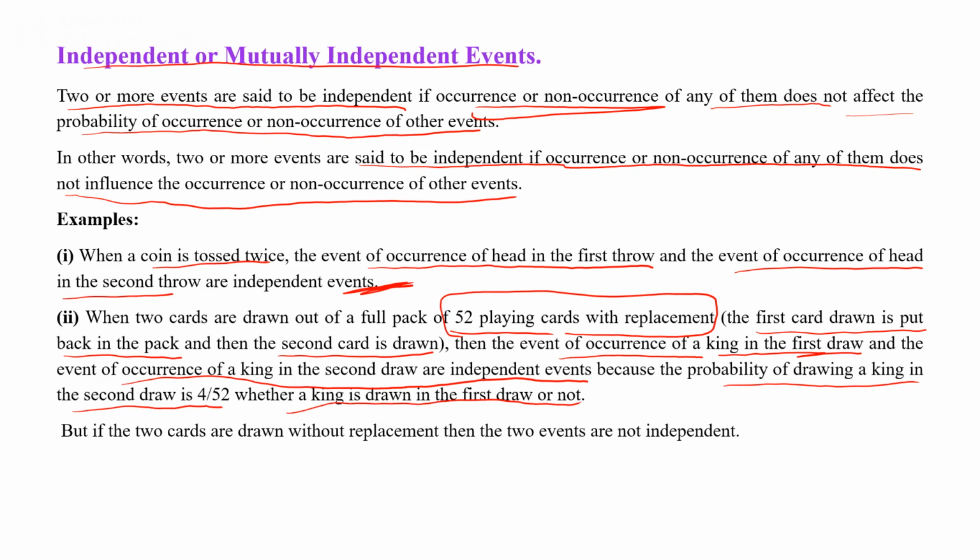But if the two cards are drawn without replacement, then the events are not independent. In that case, the events are dependent, because if we draw a king in the first draw, the probability of a king in the second draw is what? 3 by 51.